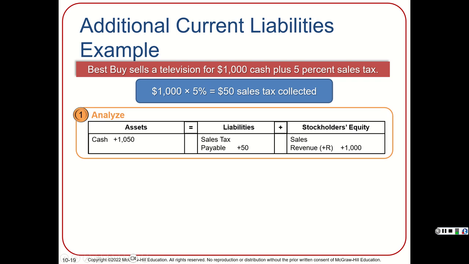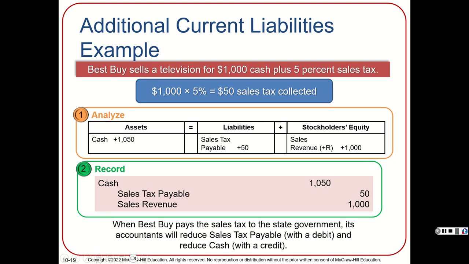So the transaction is going to look like this. You're going to receive the entire amount, the $1,050, but you're going to record the $50 as a tax payable and the sales revenue as $1,000. Your cash is increased, your sales tax payable is $50, and your sales revenue is $1,000. And this is because the customer goes in, they take the TV, they exchange it for the cash, they take the TV out, so the TV has been delivered. There's no deferred revenue here.